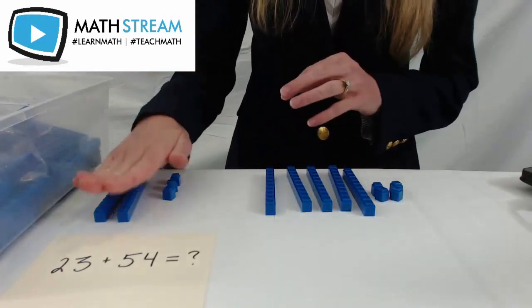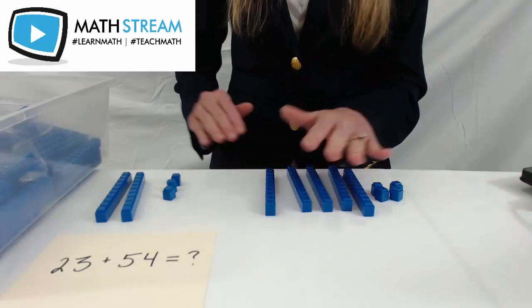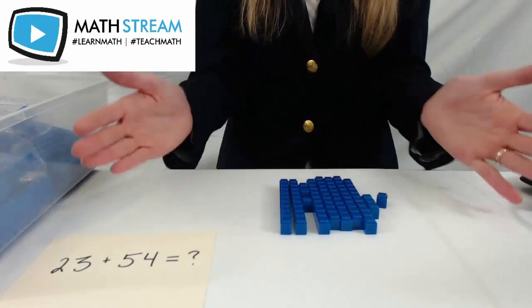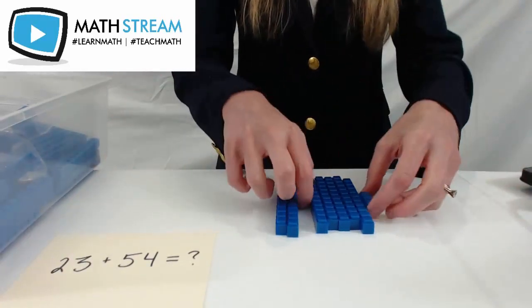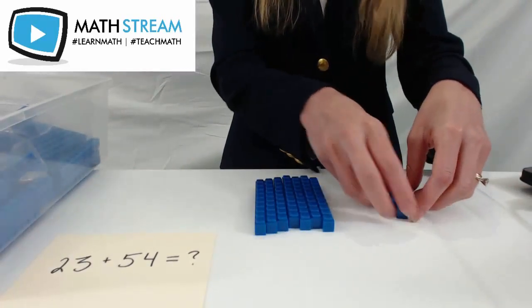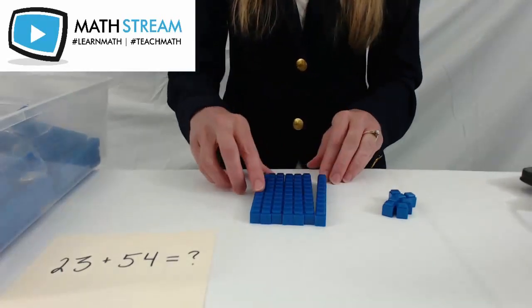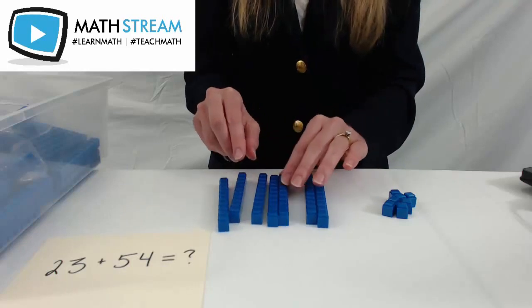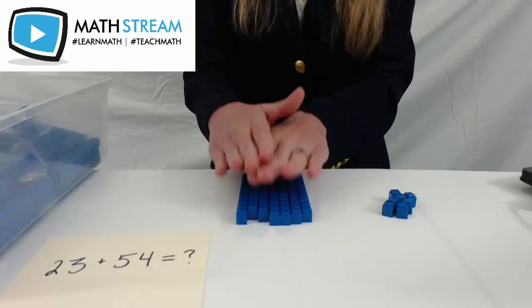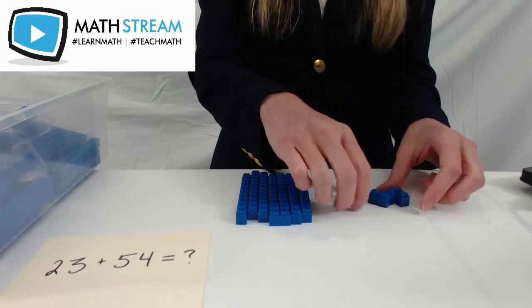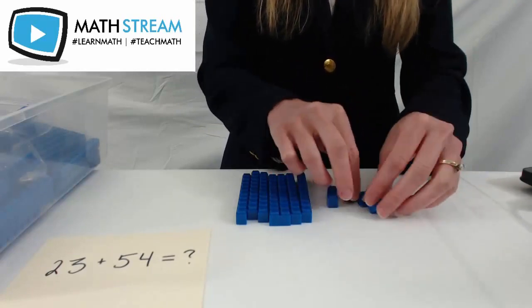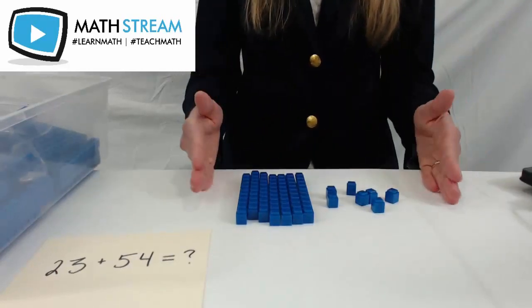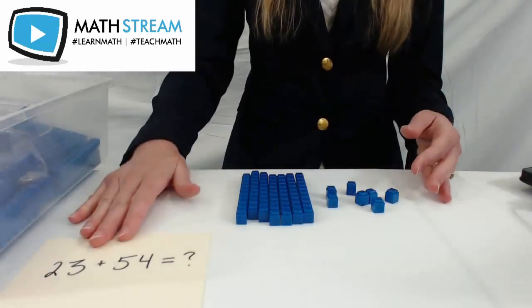So we have 23 and we have 54. If I want to add them together, that means I want to group them all into one big pile, which means I'm going to have a bunch of 1s and a bunch of 10s. So I count off my 10s. 1, 2, 3, 4, 5, 6, 7. 7 10s, that makes 70. And then how many 1s? 2, 4, 6, 7. So my answer is 70 plus 7, or 77 is the answer to 23 plus 54.